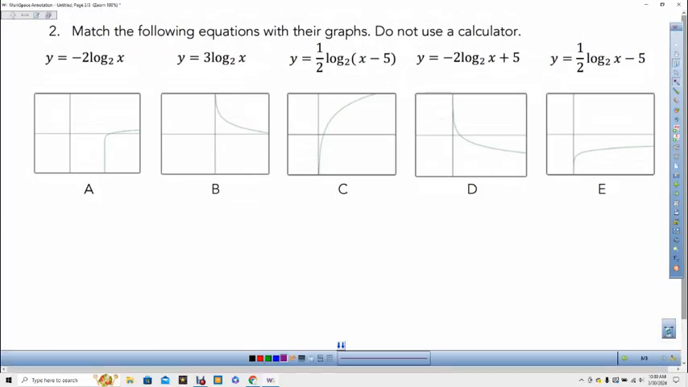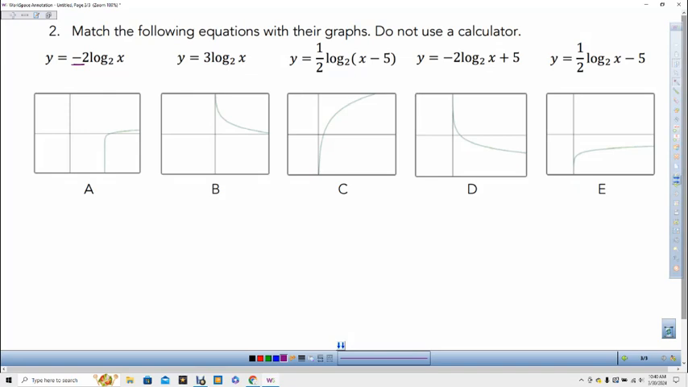All right, number 2, we're going to match the following equations with their graphs, and we're not going to use a calculator. In other words, you should be able to look at this and determine what kind of transformations are happening and which one it's going to look like. So I'm going to give you a little hint as you're going. Remember, if we have a negative out front that we're multiplying by, ignore the 2, just the negative. Remember, that's going to flip things from above the x-axis to below the x-axis and below to above. So it's going to reflect across the x-axis.